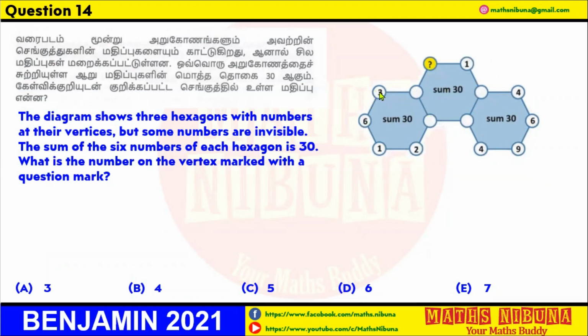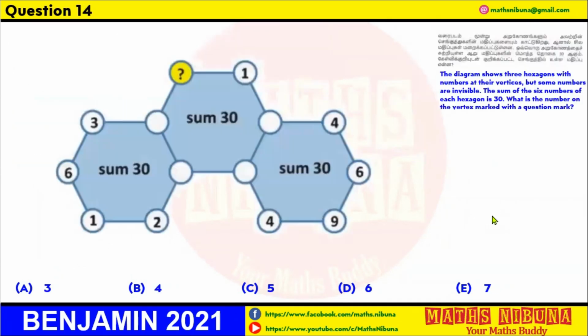The sum of the 6 numbers on each hexagon is 30. That means when you add these 6 numbers, you get 30, and also here and also here. What is the number on the vertex marked with question mark? Okay, that's the question. You make it bigger.